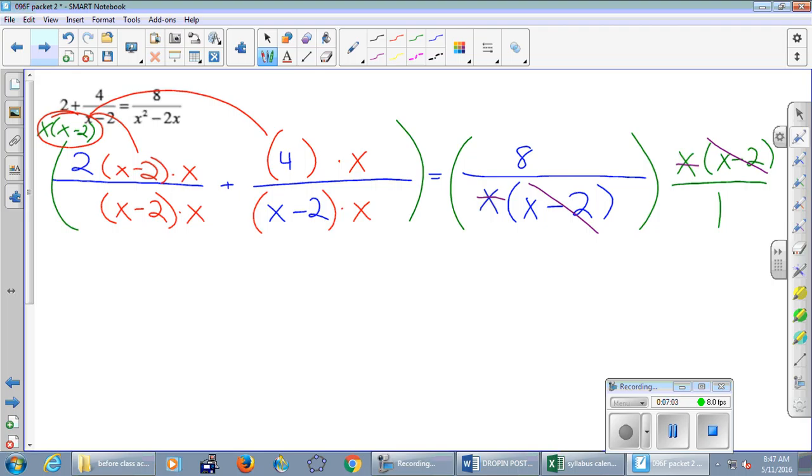So do copy this down. So I'm just writing the numerators. Do we buy it? Denominators all disappear. Once you have made them the same, they all disappear.